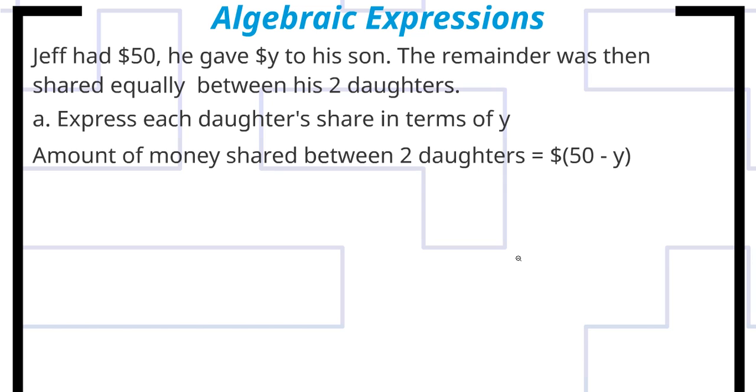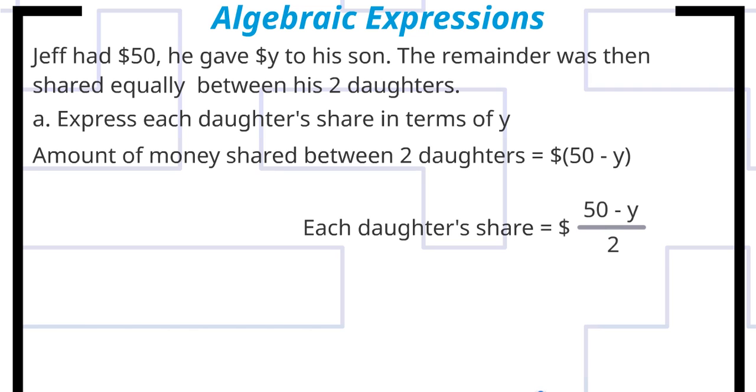We note that the amount of money shared between the two daughters is equal to 50 minus Y. This is because he gave Y dollars to his son. He is left with 50 minus Y dollars to be shared between his two daughters equally. Each daughter's share is equal to (50 minus Y) divided by 2. And this is the answer to part A. It is the algebraic expression representing each daughter's share.